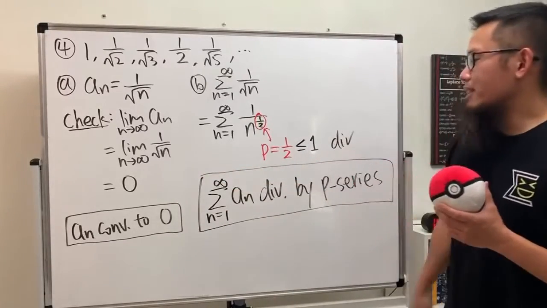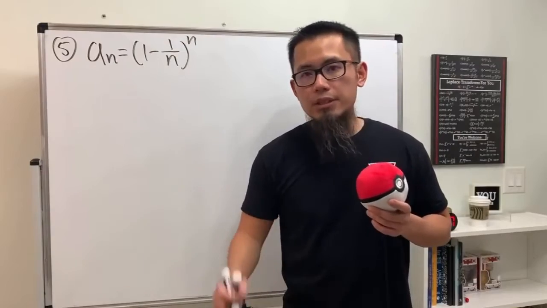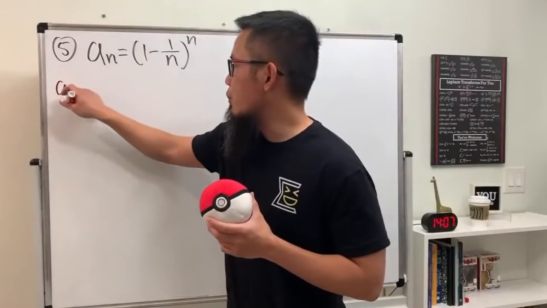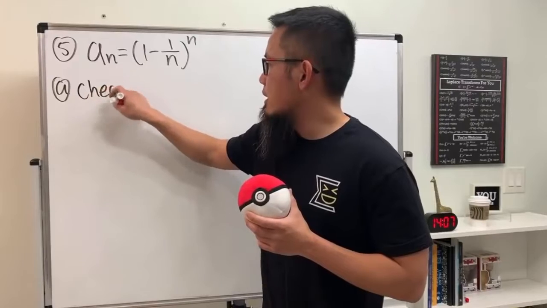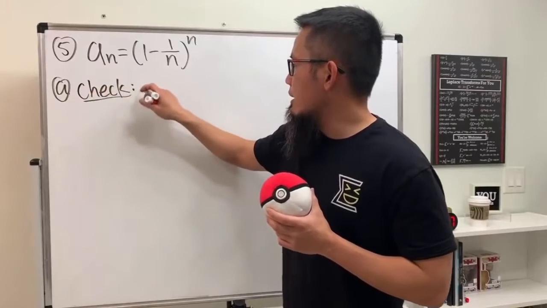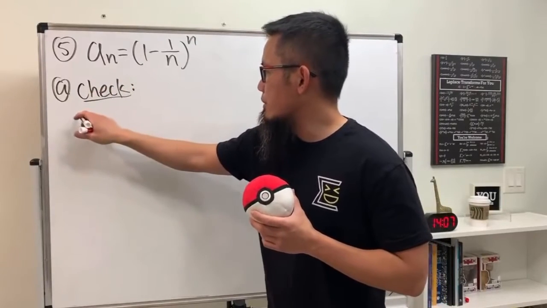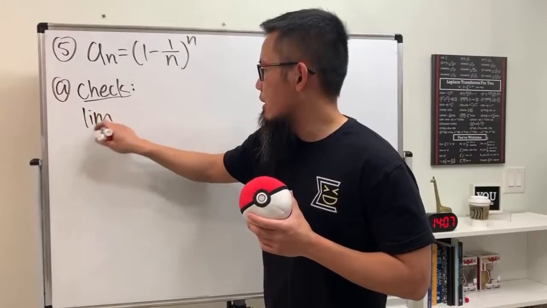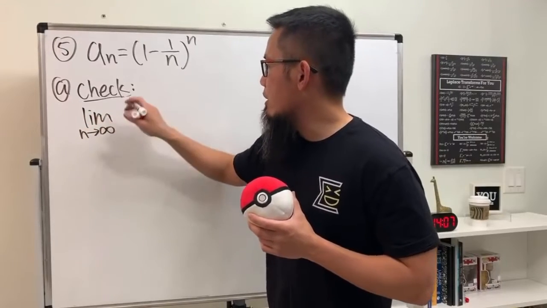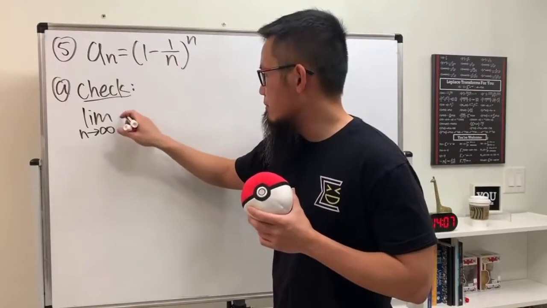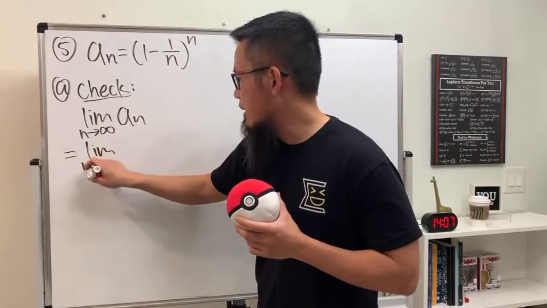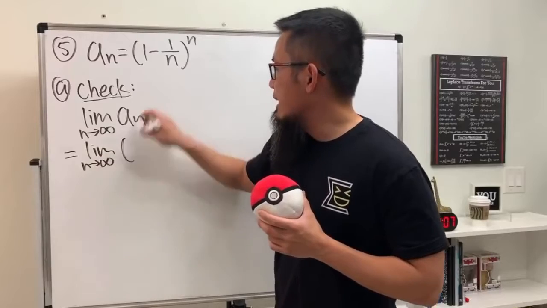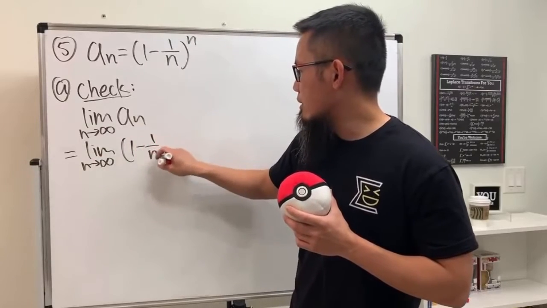So this is everybody's favorite, I will say. First part, does an converge or not? Well, we will just check the limit, I'll just put this down right here, as n goes to infinity of an, right? So this right here means we are going to check the limit as n goes to infinity. An is that, so just write that down.